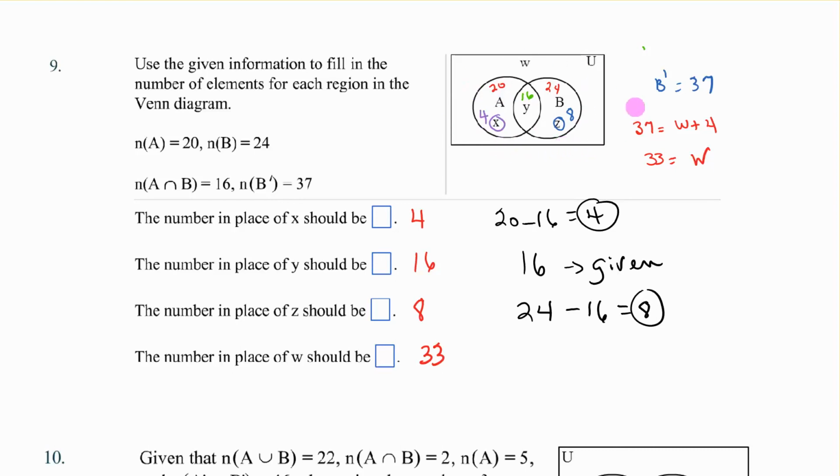X plus W, so this value here plus everything out here is going to give us B prime. So we use that little equation, and W should equal 33.